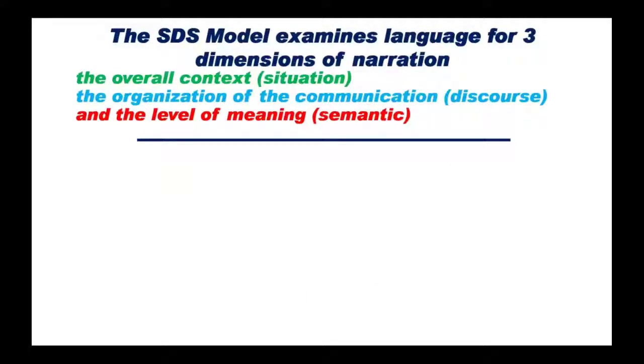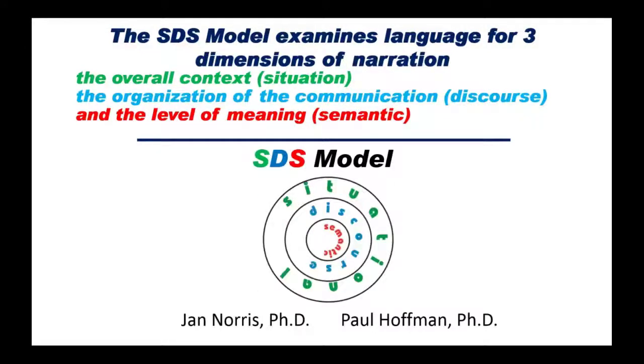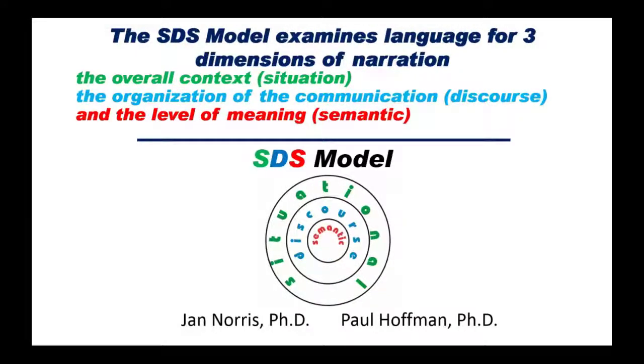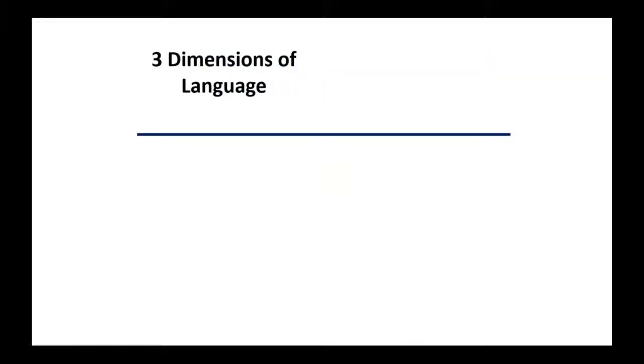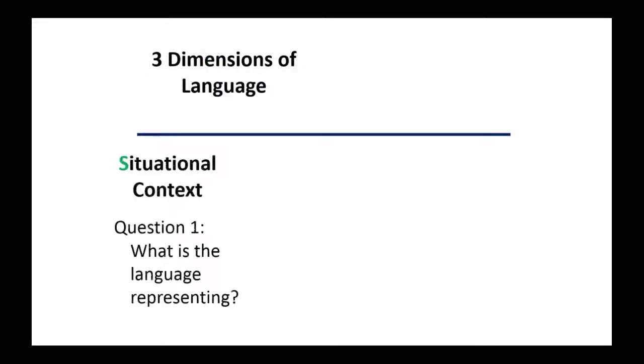We introduced the SDS model a little bit in the last module where we were talking about contextualizing and decontextualizing information for children who are having difficulty learning something. So we're going to discuss that SDS model further with the situational, discourse, and semantic levels. So these three dimensions of language, the situation, if you remember, is what the language is representing.